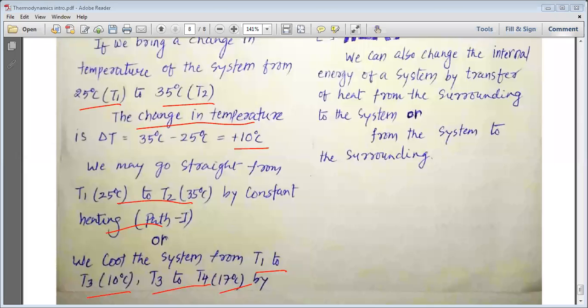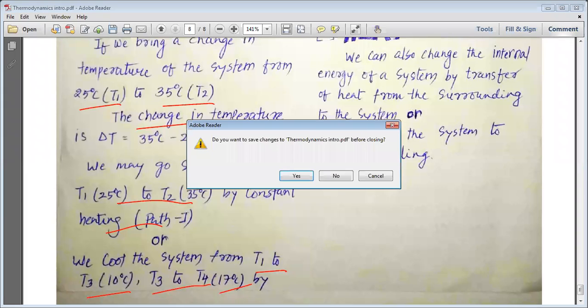But if you could not understand anything in between, you can ask me. Do you have any questions to ask, my dear students?